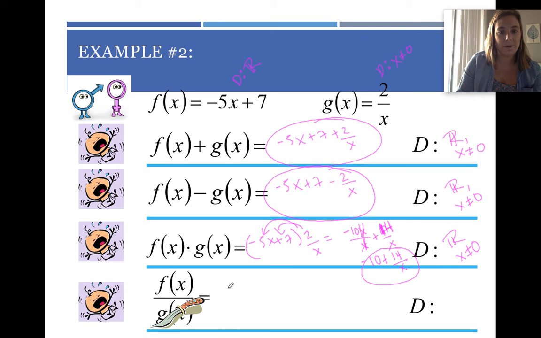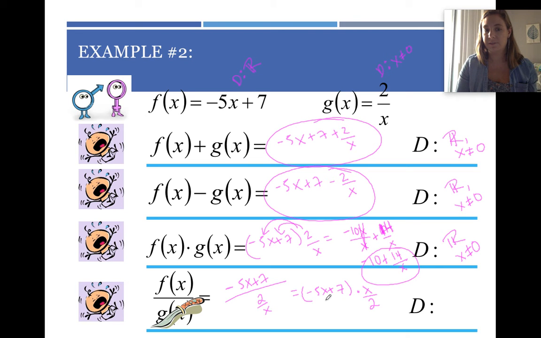And then down here, I'm going to do f of x, negative 5x plus 7, divided by 2 over x. Well, what's easier than dividing by a fraction? Multiplying by the reciprocal. So I'm going to multiply this by x over 2. Think about it. If you divide something by 2, it's the same thing as multiplying it by 1/2. So dividing by 2 over x, I'm multiplying by x over 2.